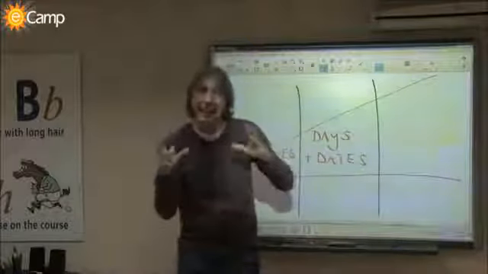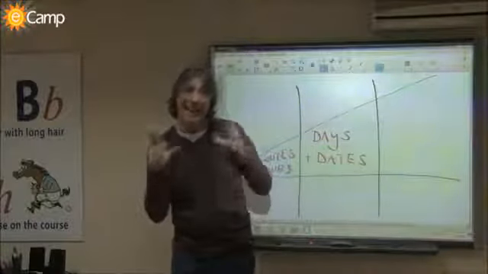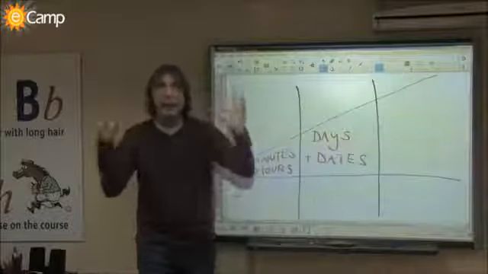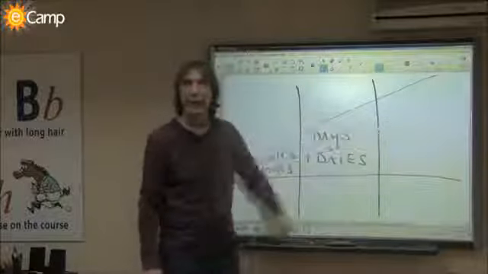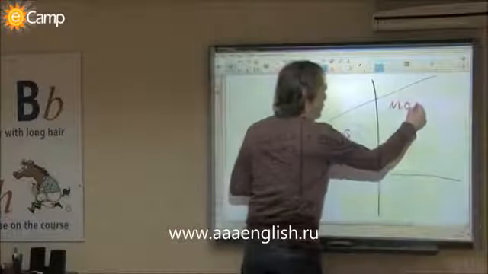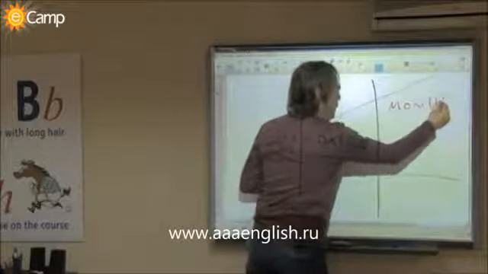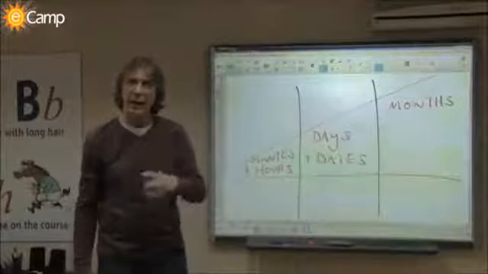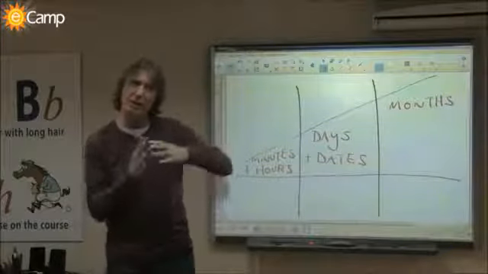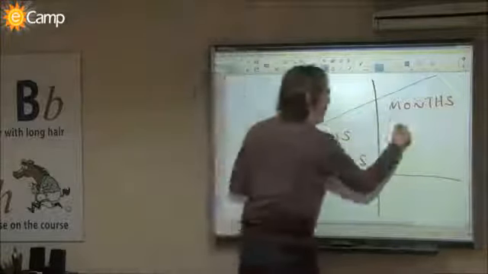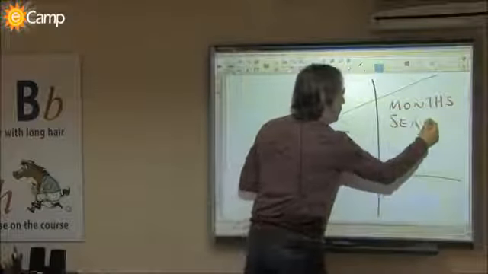After that, what's the next largest section of time we talk about? So we do minutes and hours, days and dates, and the next section is going to be months. Yeah? What month is it? It's October. And then we have months, so let's think larger than months. Yeah, seasons. Okay, seasons.